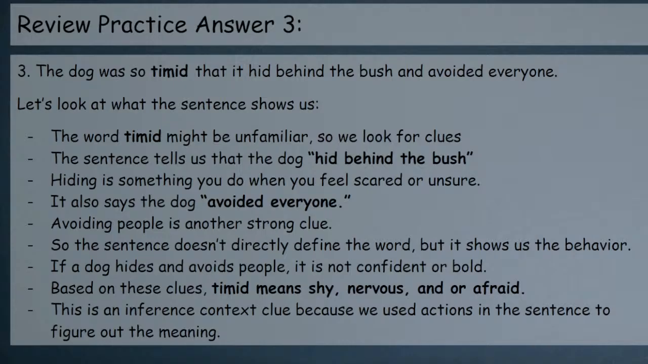So the sentence doesn't directly define the word, it shows us the behavior. If a dog hides and avoids people, it is not confident or bold. Based on these clues, timid means shy, nervous, and or afraid. This is an inference context clue because we used actions in the sentence to figure out the meaning. The action was that the dog hid and avoided everyone. We can take that to mean that timid means shy, nervous, and or afraid.